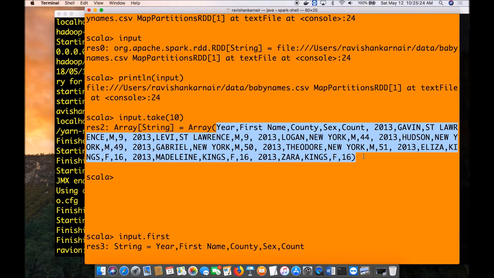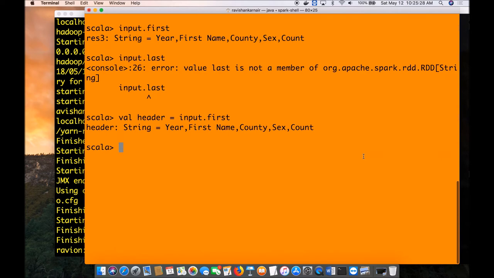Don't worry too much. So, if you are going here, you got the first. And now I am going to write val actual equal to input dot filter, and I am going to filter all the rows where row is not equal to header.